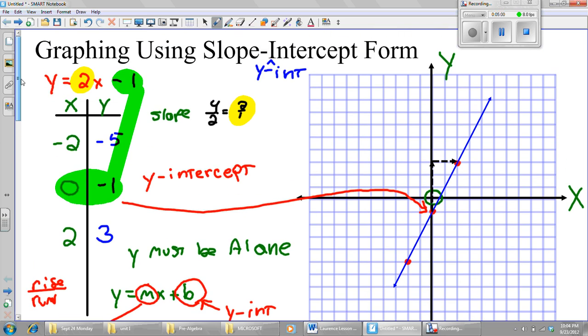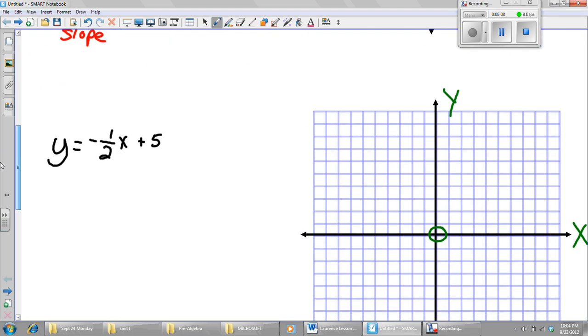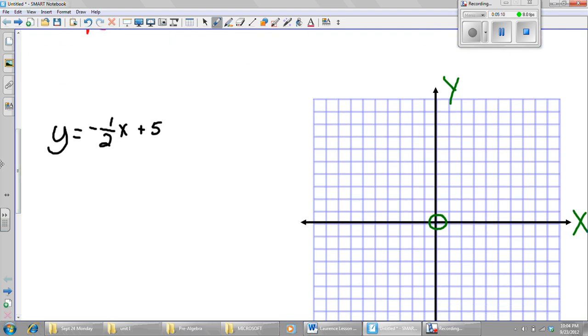Now, what I'm actually showing you is I could have graphed this line without making a t-table because the y is alone. And let me show you how to do that on this problem here. Okay, first thing I'm going to do is ask myself, is the y alone? And sure enough, y is totally alone.